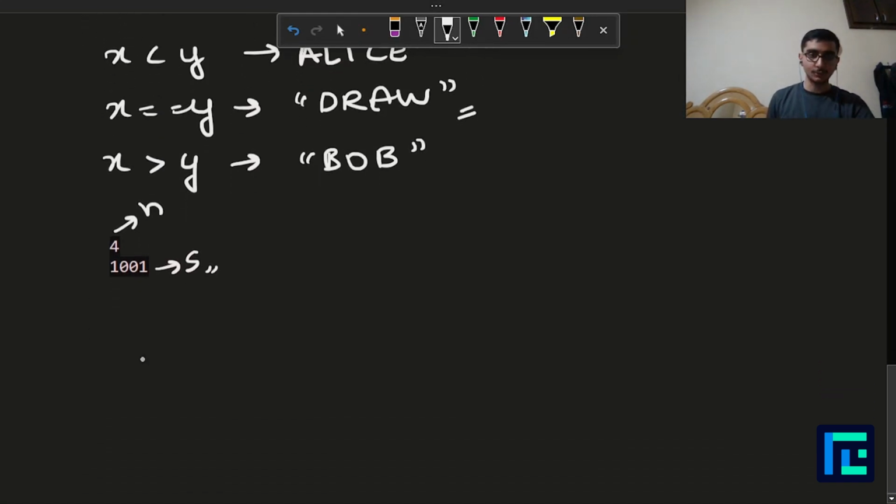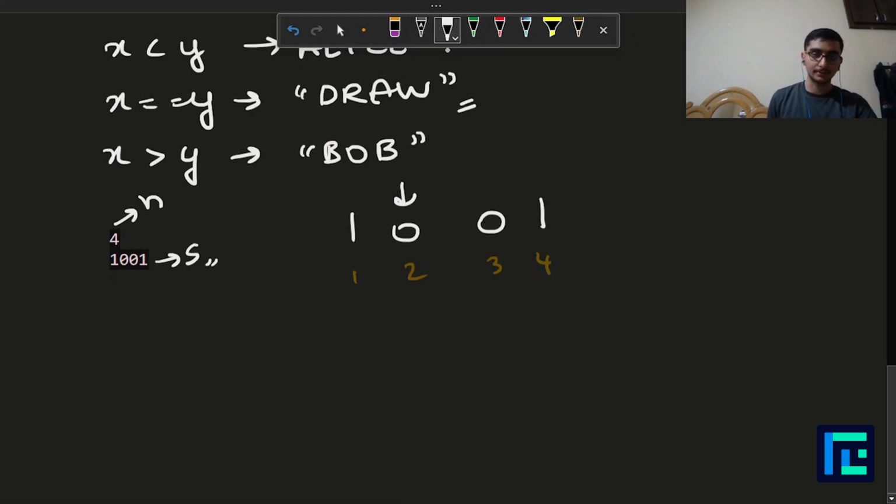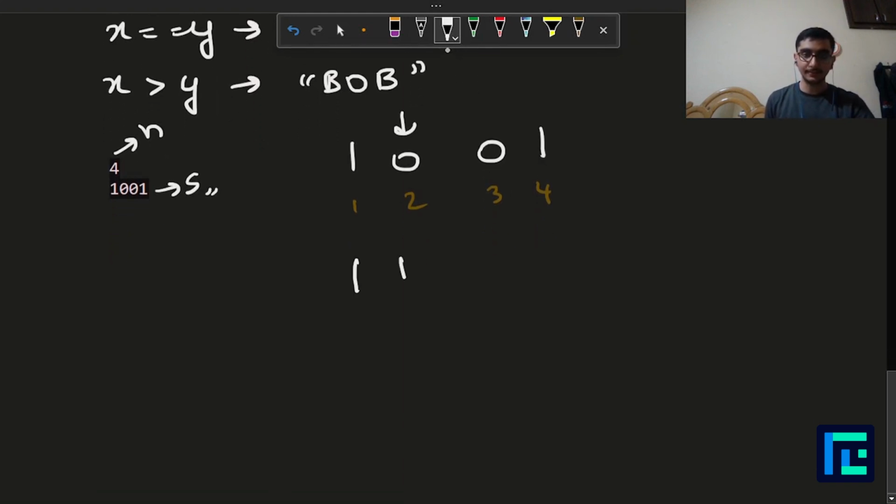As we said, Alice moves first. So what Alice could do in the first operation, obviously, Alice can't reverse the string because the string is already a palindrome. So she must use the first operation to convert some 0 to a 1. So let's say this is 1001. Let us index it 1, 2, 3, 4. So let's say she changes the second index, that means this 0 to a 1. So that makes it 1101.